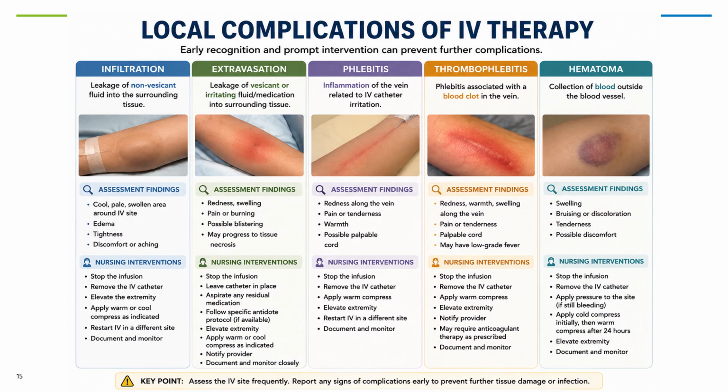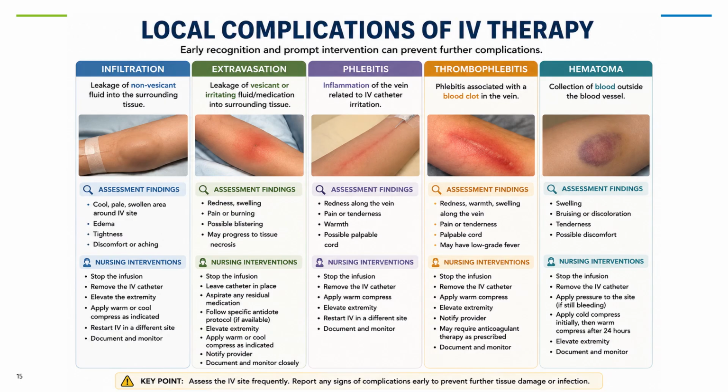Next is phlebitis, which simply means inflammation of the vein. This is usually caused by a mechanical irritation from the catheter. It can also be a chemical irritation from medications or an occasional infection. So we're looking for any redness that is following the vein, warmth, pain or tenderness, swelling, and sometimes we can feel a palpable cord within the vein.